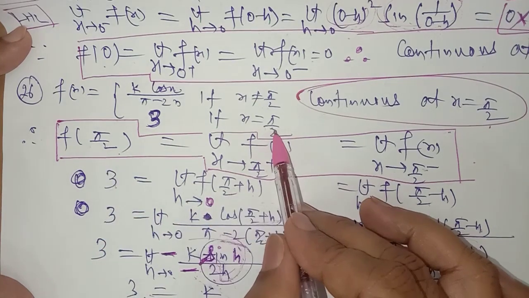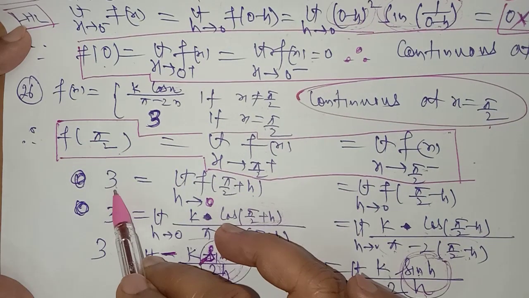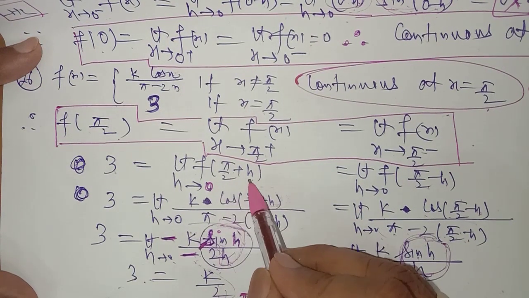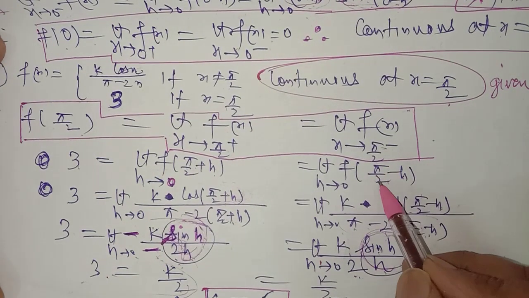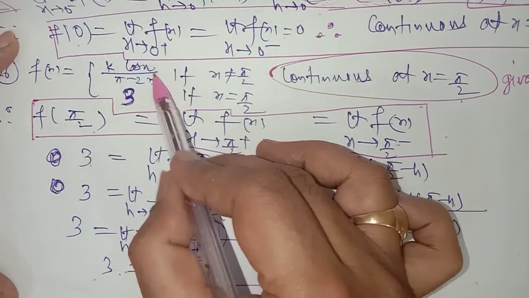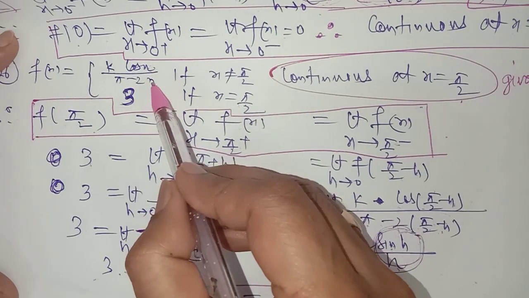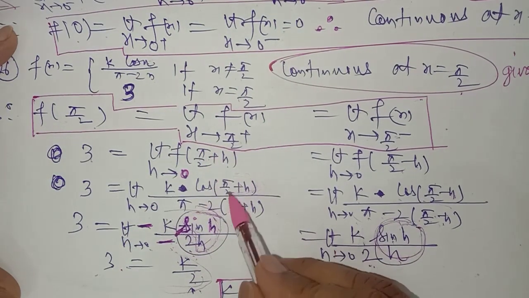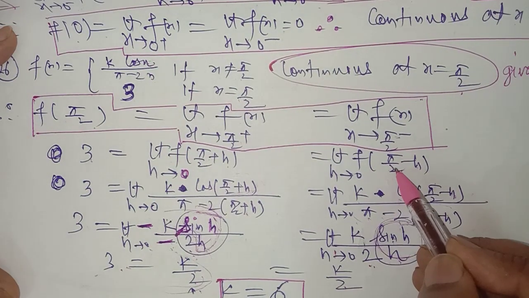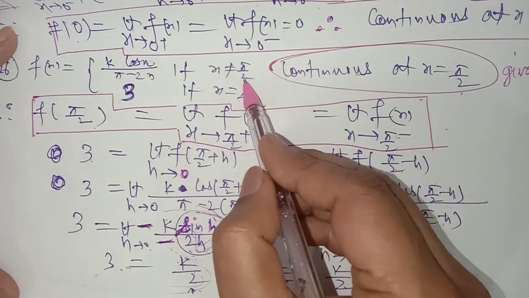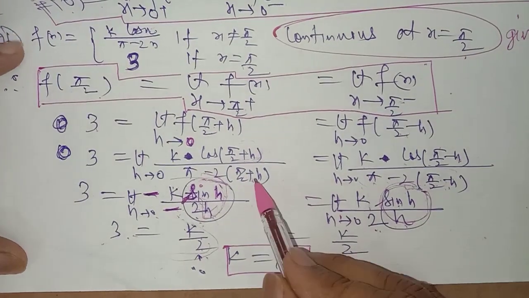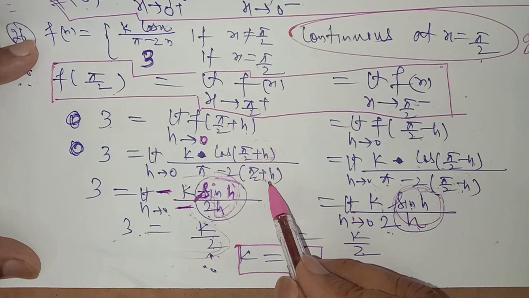Now f(pi by 2) is equal to 3, as it is given here in the function. For the right hand limit at pi by 2 we write pi by 2 plus h, and for the left hand limit at pi by 2 we write pi by 2 minus h, which is not equal to pi by 2, so we'll use this function. So in place of x, replace pi by 2 plus h. Similarly, for the left hand limit, pi by 2 minus h, again it is not equal to pi by 2, so replace x with pi by 2 minus h here. Now simply you have to use trigonometry.